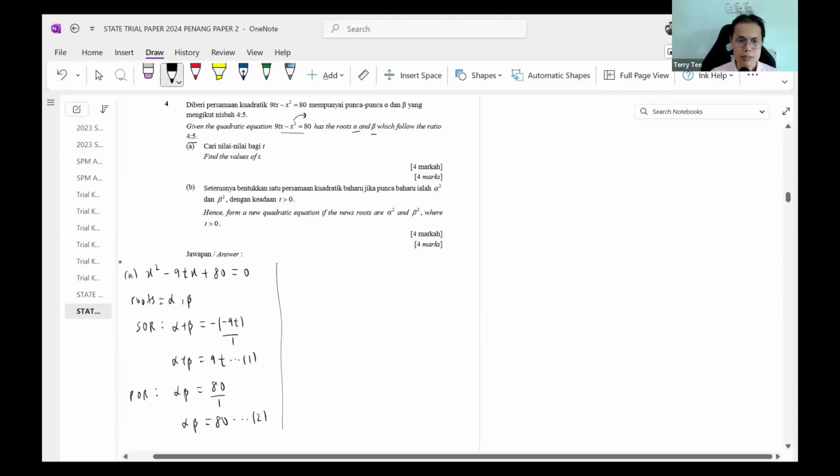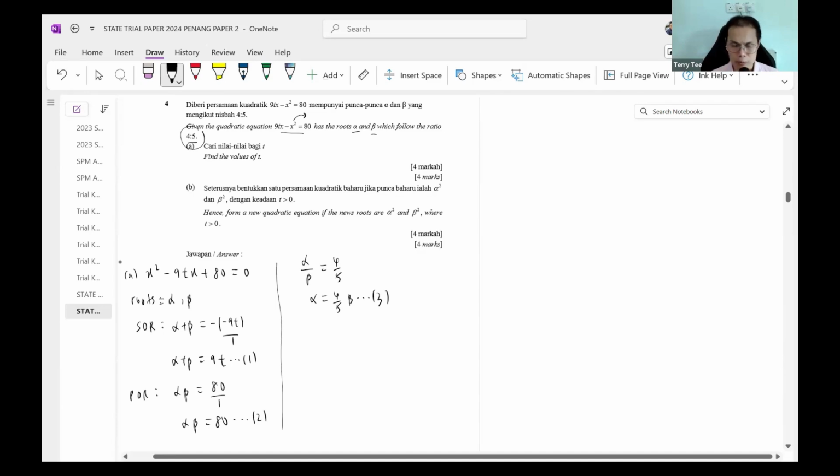So the third piece of information is in the form of this ratio here. If they say the roots are in the ratio of 4 is to 5, that means we know the ratio of alpha divided by beta is 4 over 5. So here we can say alpha is therefore 4 over 5 beta. And we'll call this equation number 3.